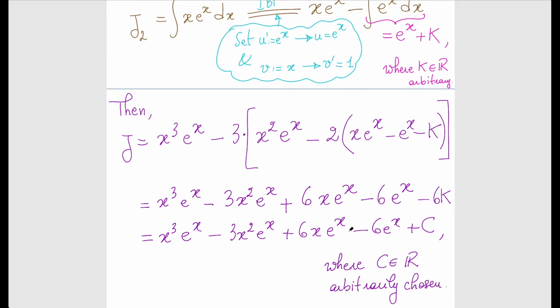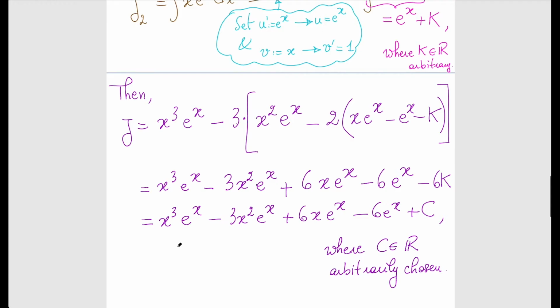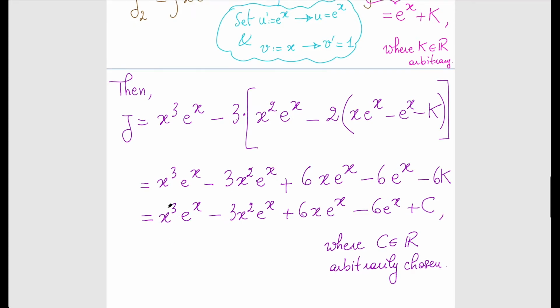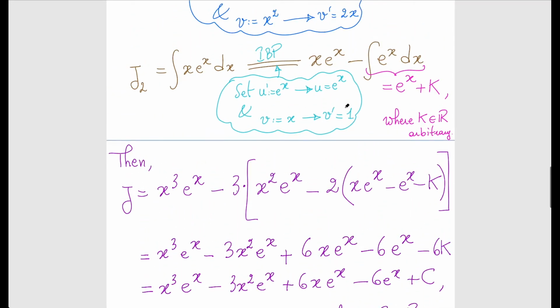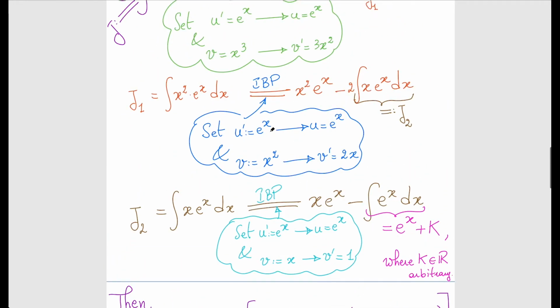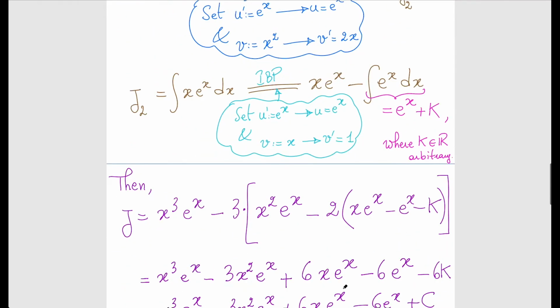You can factor e^x out of all these 4 terms and have e^x times x cubed minus 3x squared plus 6x minus 6. And observe that each function that's multiplied by e^x each time is the derivative of the preceding one, and that's because of the process, because we did integration by parts 3 times. So x cubed we differentiated 1 time, another time, and a third time.